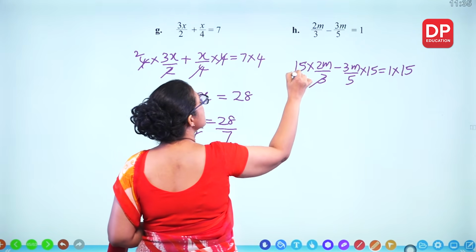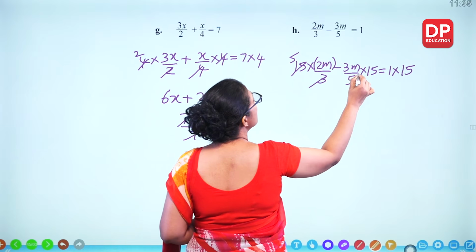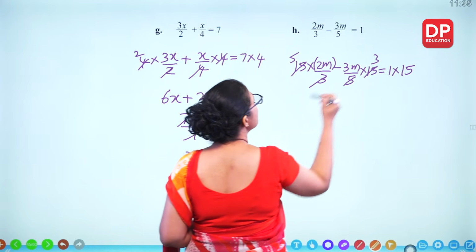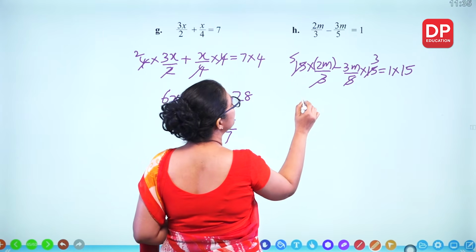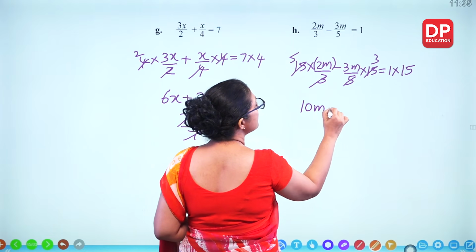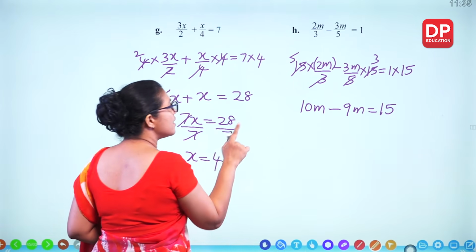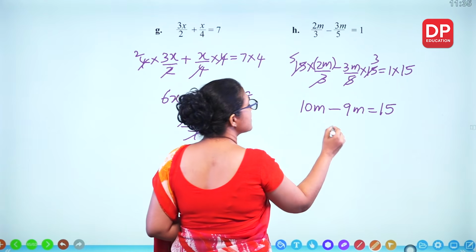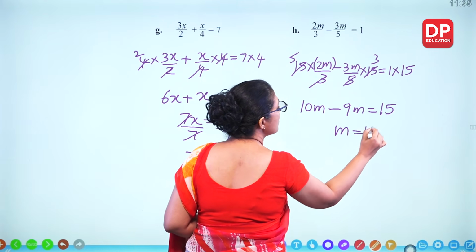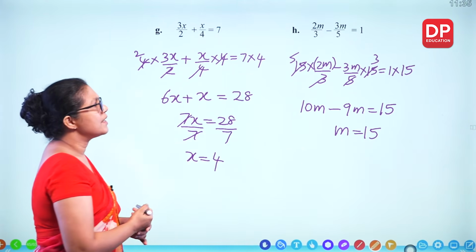So what you get? 3 times 5, 5 times 3. 5 times 2, 10. 3 times 3, 9. So 9. Here 10 minus 9, that's m. m equals 15.